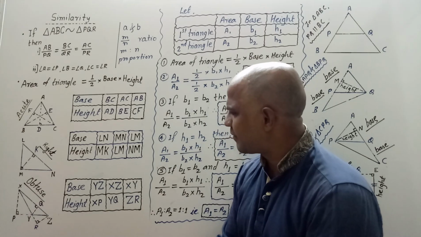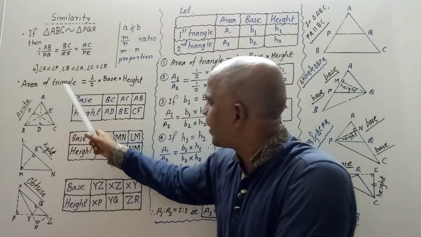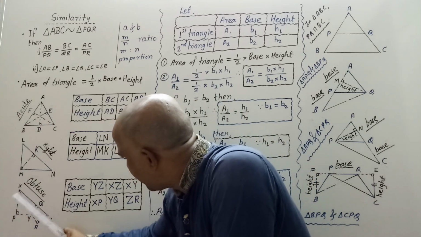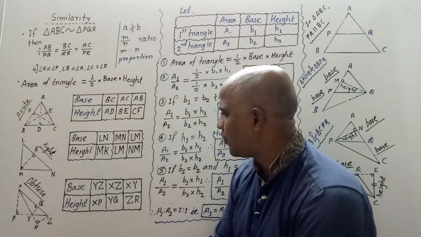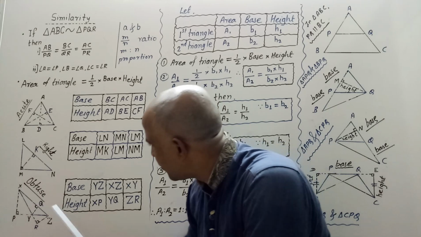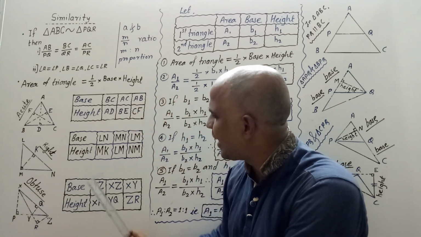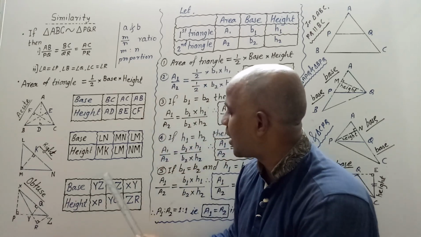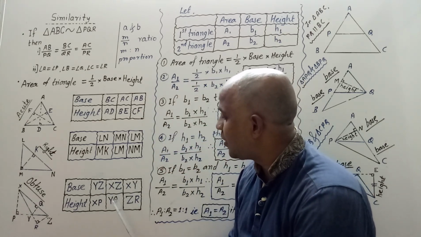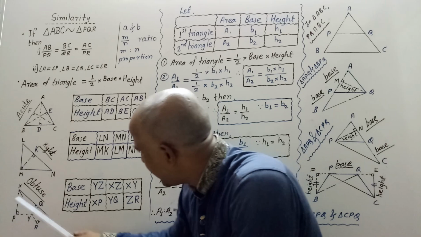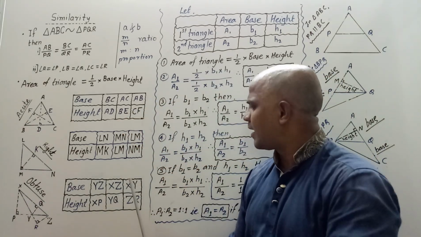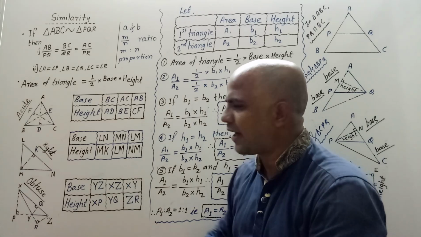Proceed to the remaining triangle. Area of triangle is equal to half into base into height. Area of triangle XYZ is equal to half into YZ into XP. Area of triangle XYZ is equal to half into XZ into YQ. Area of triangle XYZ is equal to half into XY into ZR.